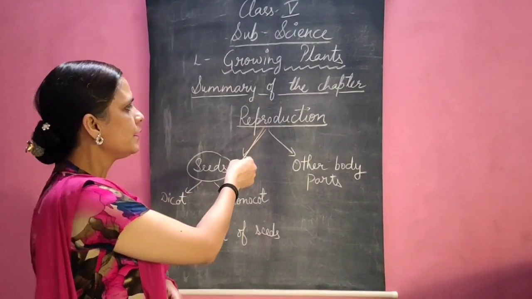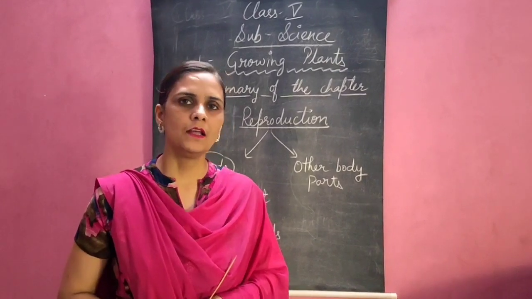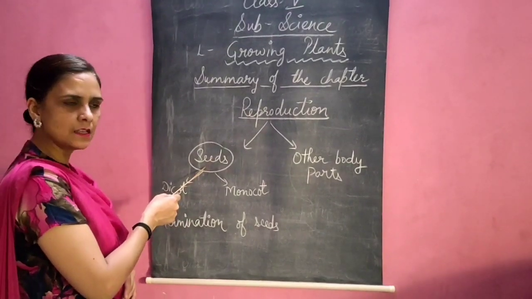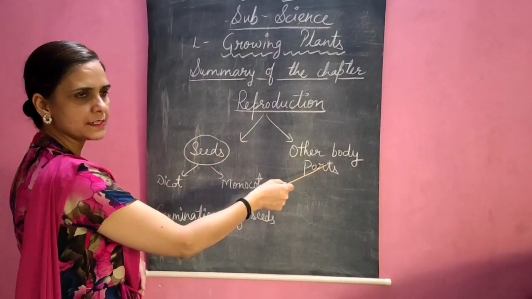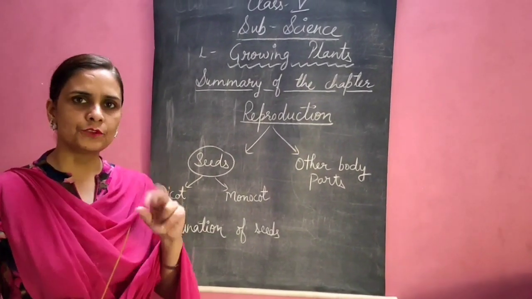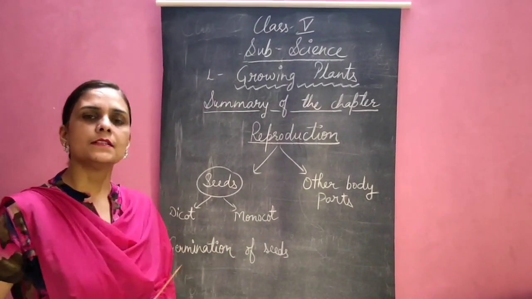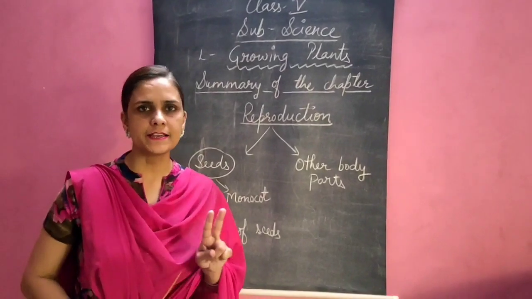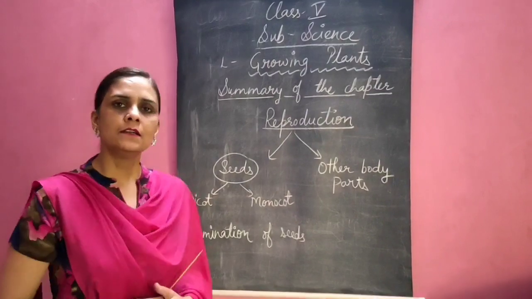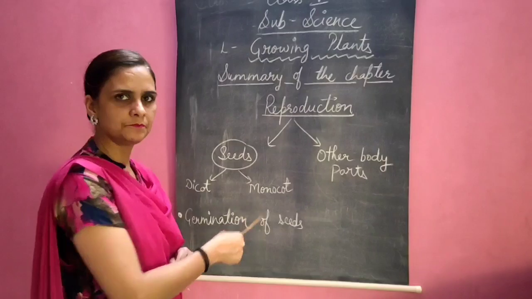Reproduction means growing up of a new plant from the existing one. It is possible in two different ways, that is either from seeds or from other body parts. When we talk about the seeds, they are of two types, dicot seeds and monocot seeds. The seeds which are having two seed leaves are termed as the dicot seeds, and the seeds which have only one seed leaf are termed as monocot seeds.